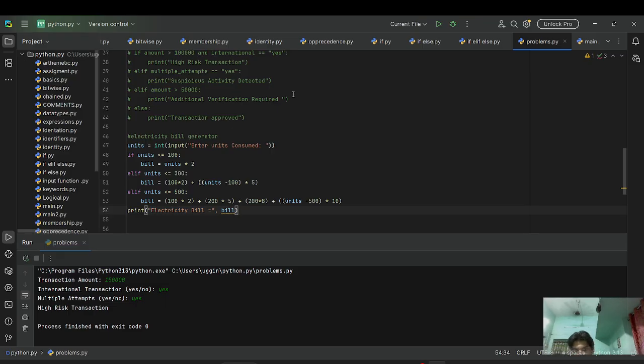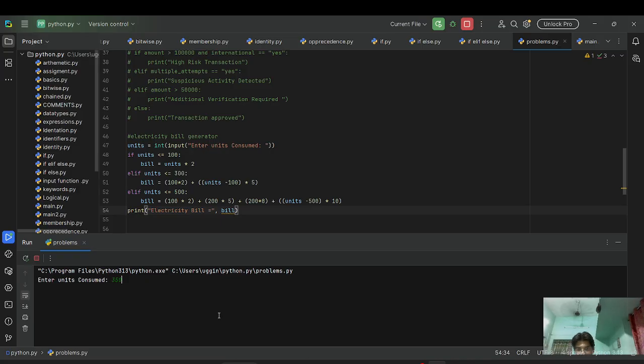So now let's run this code. If I enter 350, it will check 350 less than or equal to 100. This is false. Now the second condition, 350 less than or equal to 300. This one is also false. Now the third condition, 350 less than or equal to 500. True. Therefore, Python enters the third block.